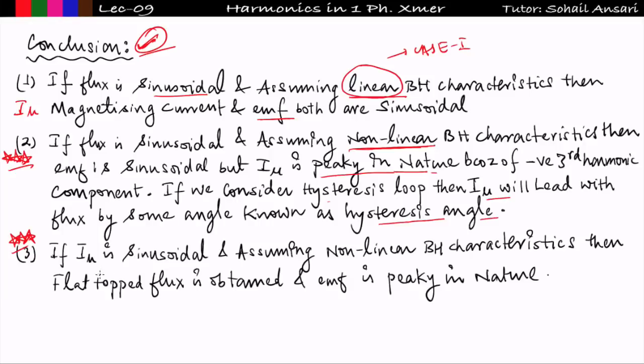Now see case 3. If I mu is sinusoidal and assuming non-linear BH characteristics, then flat topped flux is obtained, that is case 3, and EMF is peaky in nature. Both are different. Flux is flat topped and EMF is peaky in nature. All these things happen because of harmonics in single phase transformer. Okay, so that's all about this lecture.